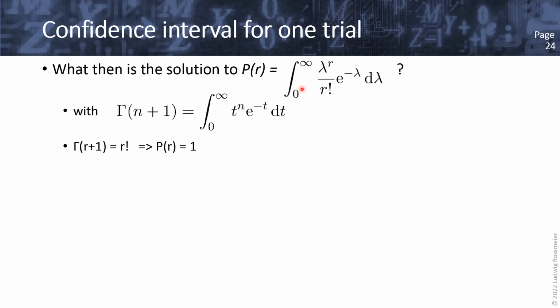Then we compare: the lambda can be replaced by the t here, and the r is replaced by the n. So you see P of r is the same as 1 over r factorial times gamma of r plus 1. Gamma of r plus 1 is the same as r factorial as we had in the slide before. That means the probability of r equals 1.